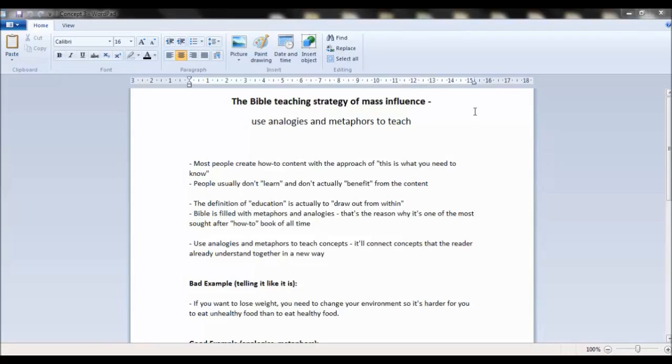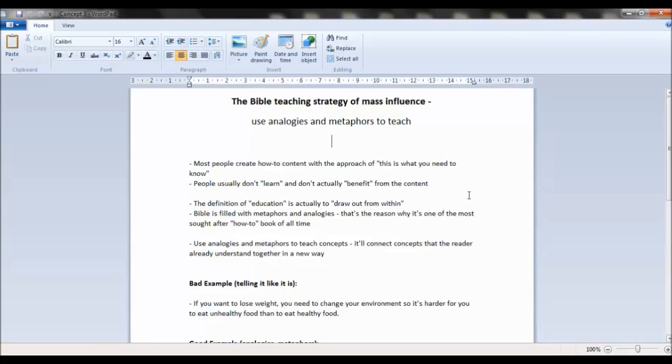I think that is embedded within the Latin root of the specific word. And if you look through the Bible, you will notice that it is filled with metaphors and analogies and, well, similes as well. And that's also, I believe, the reason why it's one of the most sought after how-to books of all time. So what you want to do is use analogies and metaphors when you teach concepts or when you teach ideas.